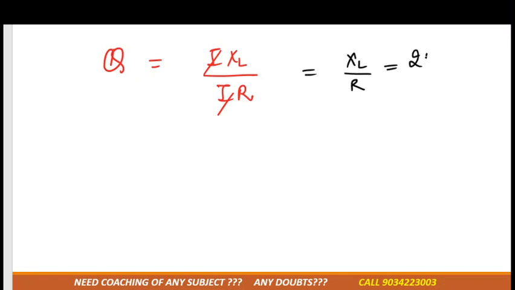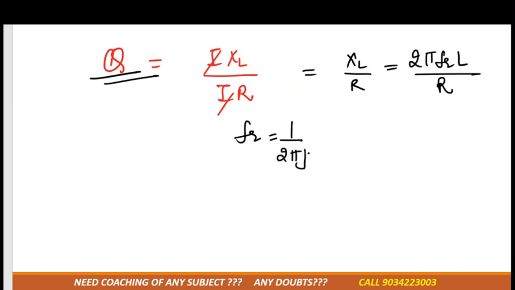Now XL is how much? That is 2 pi FR L. In the Q factor, we'll always take the condition of resonance. We'll not take the normal frequency. We'll always take the resonant frequency in case of Q factor. Remember this point. It would be FR. Now we know the value of the resonant frequency, we just calculated it. FR is how much? That is 1 by 2 pi root LC.